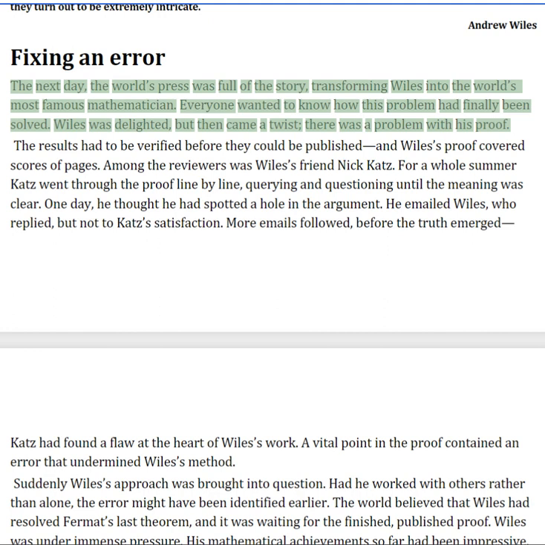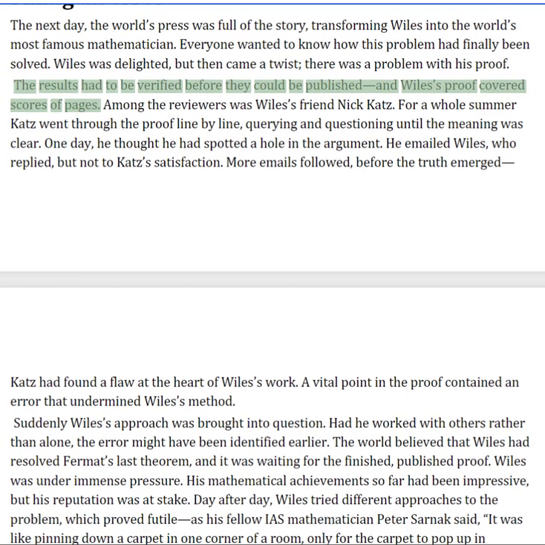The next day, the world's press was full of the story, transforming Wiles into the world's most famous mathematician. Everyone wanted to know how this problem had finally been solved. Wiles was delighted, but then came a twist. There was a problem with his proof. The results had to be verified before they could be published, and Wiles's proof covered scores of pages.